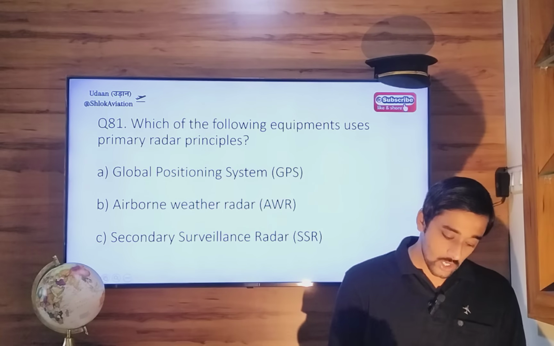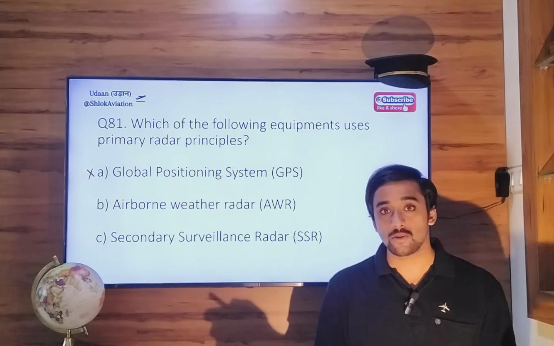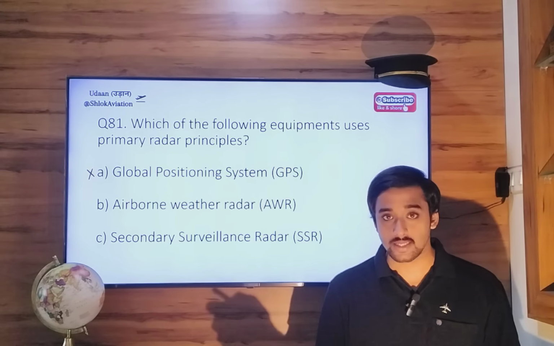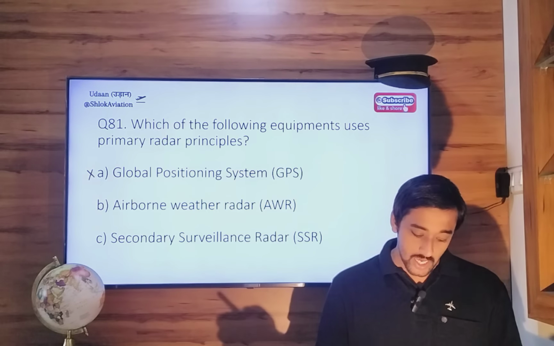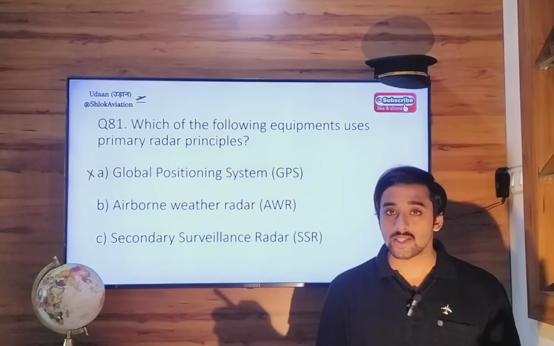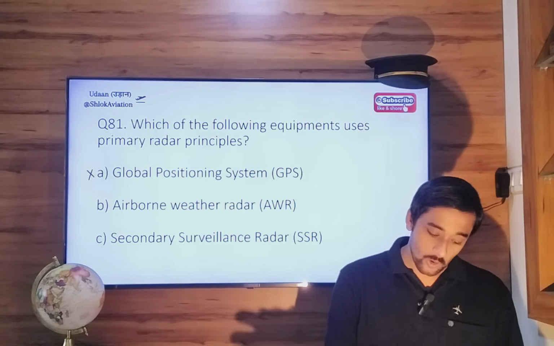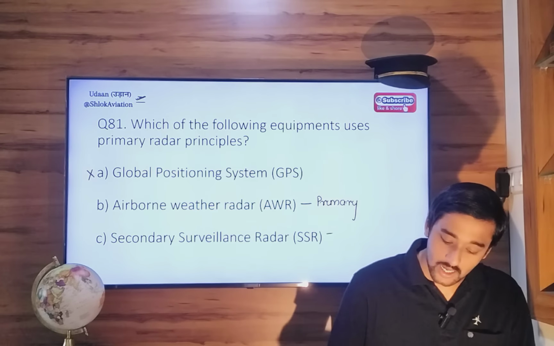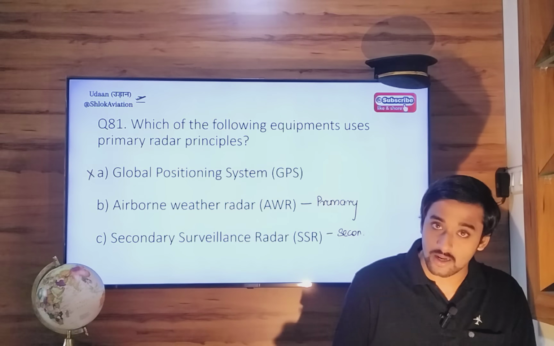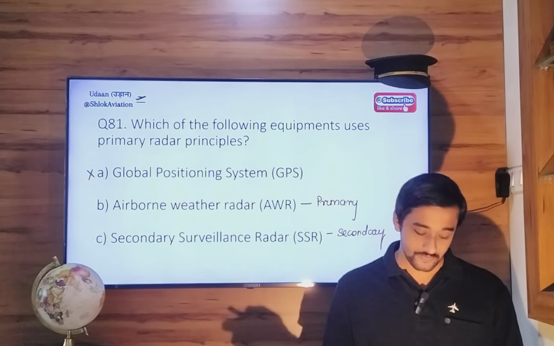Now, out of these three options, option A is wrong because GPS uses satellites for its operation and not a radar. Airborne weather radar and secondary surveillance radar, both of them do make use of radar. Out of these two, airborne weather radar uses primary radar, and the secondary surveillance radar uses secondary radar, as is obvious in its name.